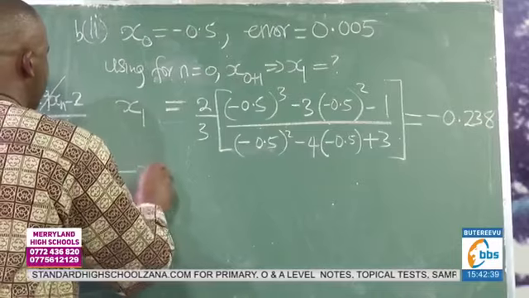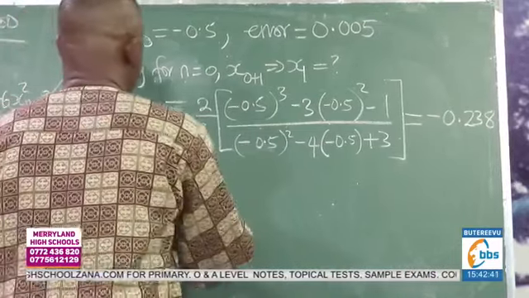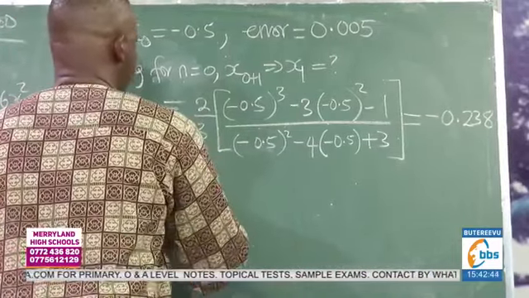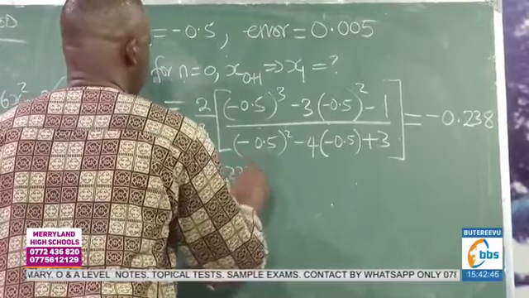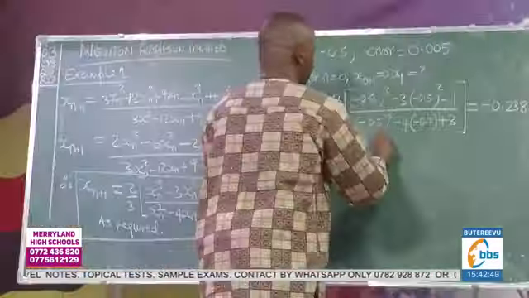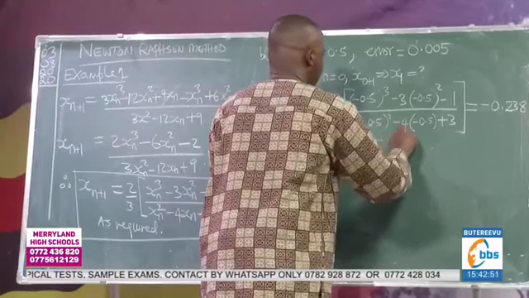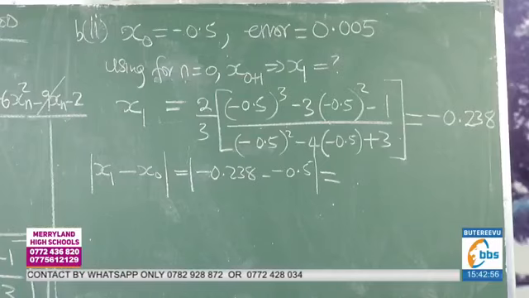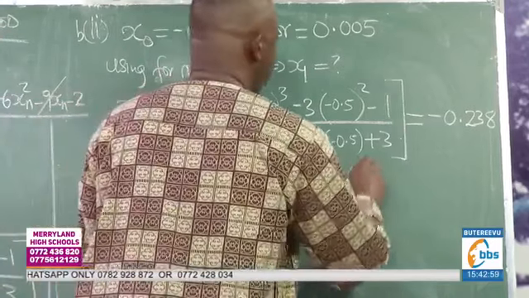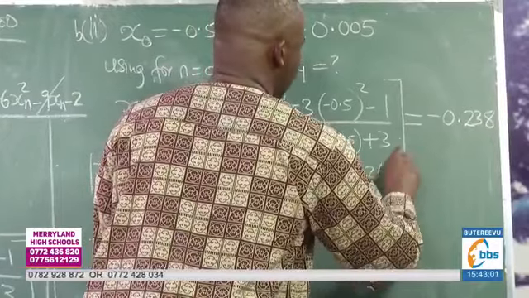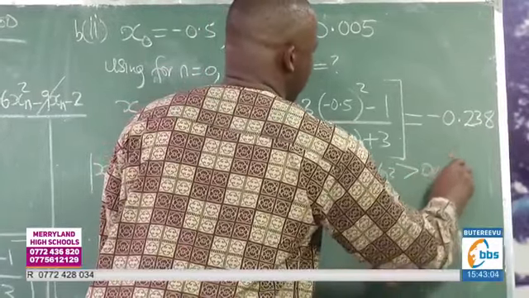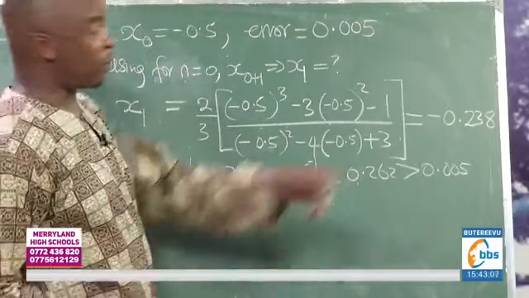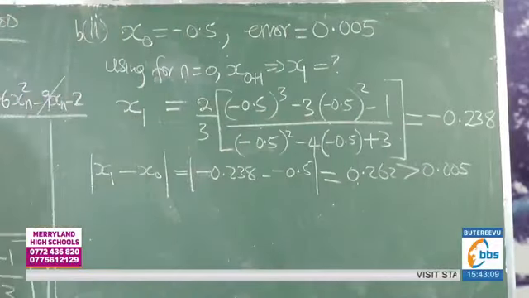x1 minus x0 modulus will give us negative 0.238 minus our x0, which is minus 0.5, modulus. And when we subtract this, it will give us a value of 0.26. This is greater than 0.005. This therefore notifies us that this is not the final approximate root. It is not, since it is greater.